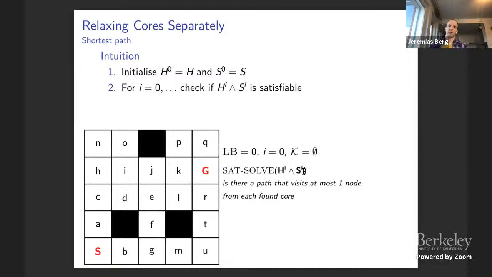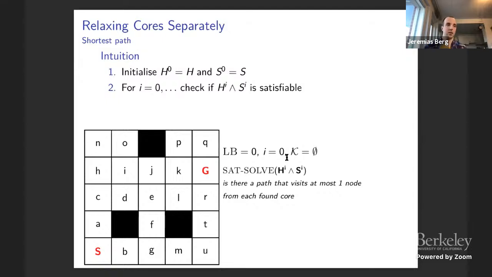But more importantly, in this case, we can also see this call as asking for a path that visits at most one node from each of the found cores. This will get clearer in a second, but I'll say it for the first time now. Initially we have no cores. So we're asking for a path that visits at most one node from each of our zero cores.